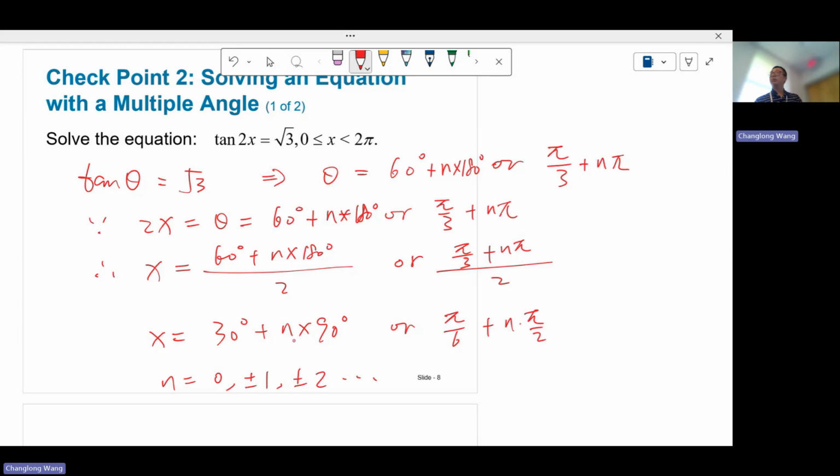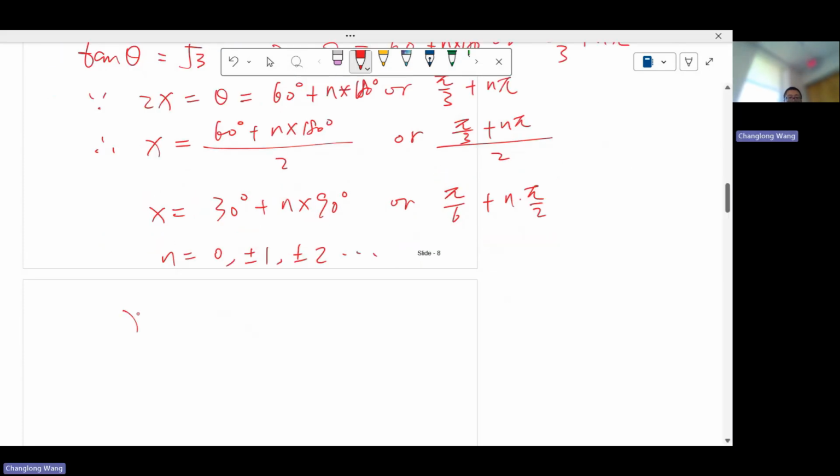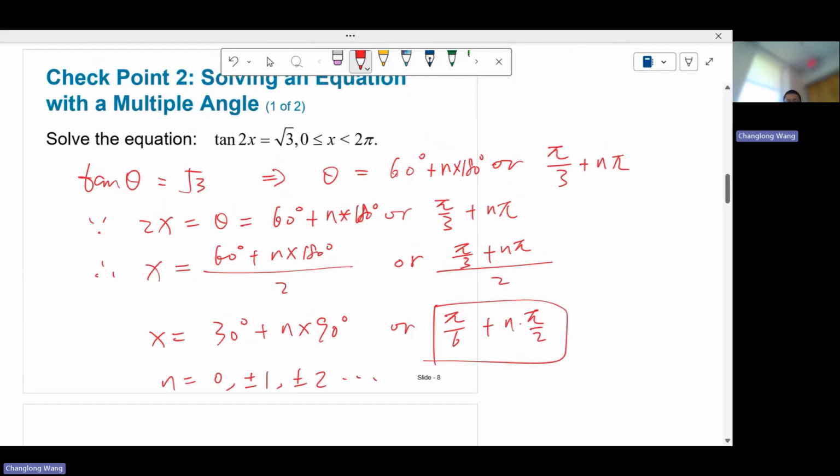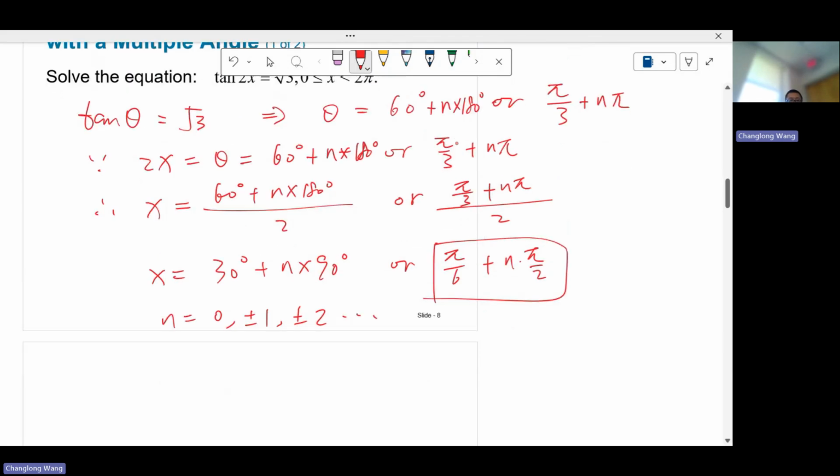What if I start from n equal to 0? Since you have 0 to 2 pi, is it okay if I ask you to only think about the radians? I want you to think about what could be the allowed values of n, so that when x takes the form pi over 6 plus n times pi over 2, it will be greater than or equal to 0, but less than 2 pi. Say, can n be 0? So x is going to be pi over 6, right? Is that in the range of 0 to 2 pi? Yes, right? Check. So we need that one.